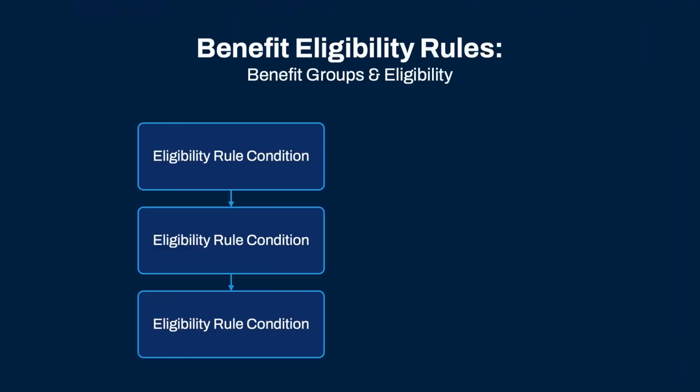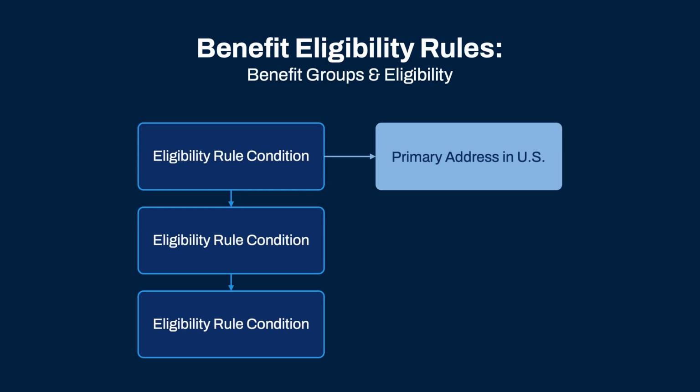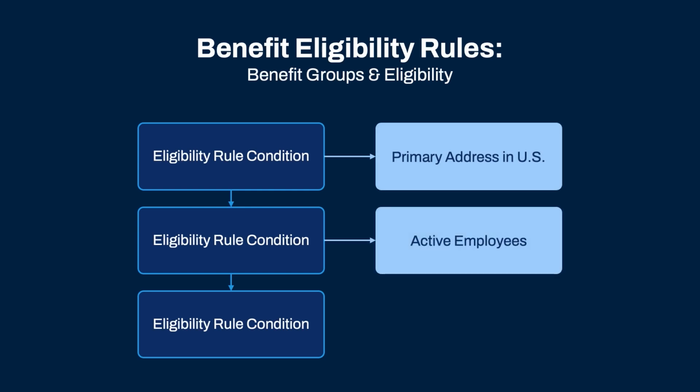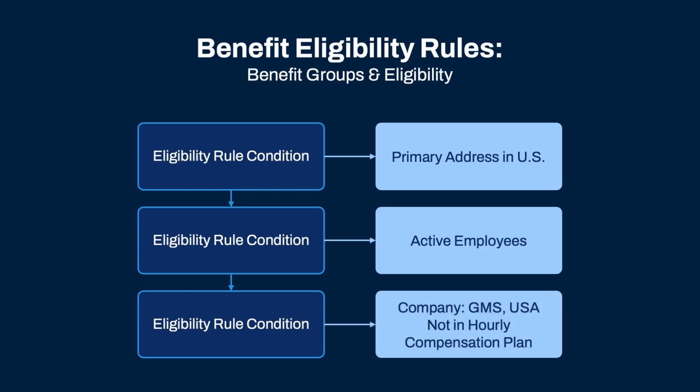These rules can either be simple and evaluate only one row of condition rule logic, or they can be more complex, evaluating multiple condition rule rows. In this example, within one benefit group eligibility rule, there are 3 conditions that an employee must meet to be eligible. First, they must have a primary address in the US. Next, they must be active employees. And finally, they need to be members of the GMS USA company and not receiving an hourly compensation plan. To take this one step further, you can establish rule logic at the group level and at the plan level.